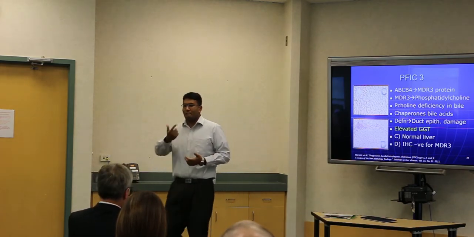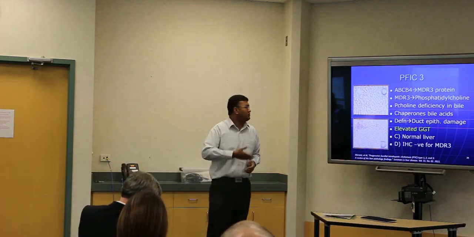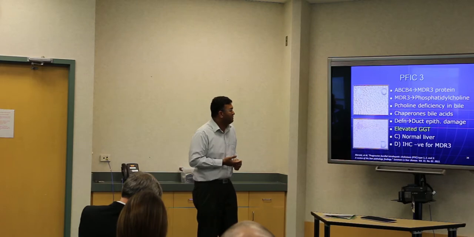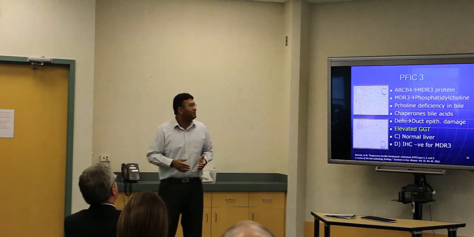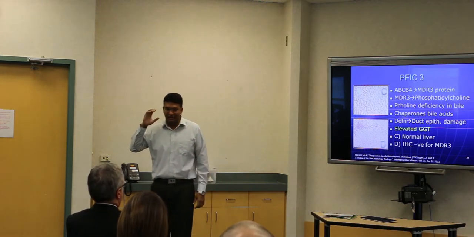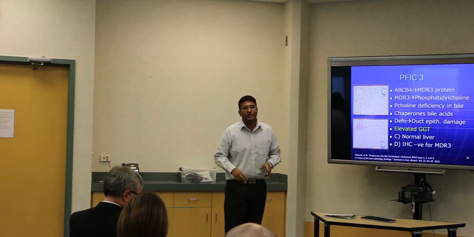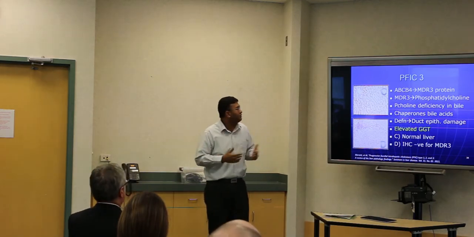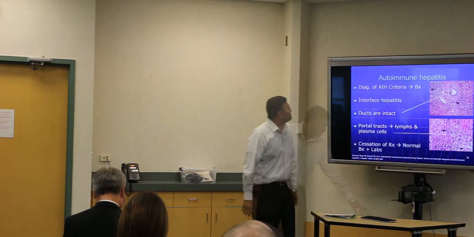This causes inflammation of your bile duct epithelium, and this causes an elevated GGT. So how would you differentiate between the three PFICs? For type 1, the EM findings would show granular bile. For type 2 and type 3, the immunohistochemistry for each of the two, that's either MDR3 or BSEP, would help you in the diagnosis.